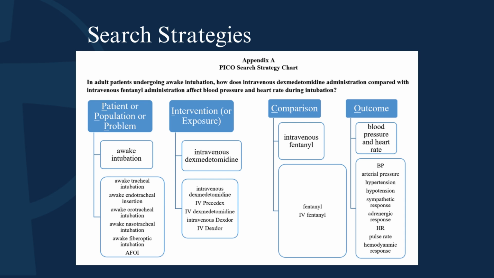This image is our PICO search strategy chart, which shows our search strategy terms for our population, intervention, comparison, and outcome. We used these terms in academic databases including Medline, Cochrane Central Register of Controlled Trials, Cumulative Index to Nursing and Allied Health Literature, Embase, ProQuest, Ovid, and ScienceDirect. We also searched Google Scholar and did citation searching of relevant articles to be as exhaustive as we could in our systematic review.